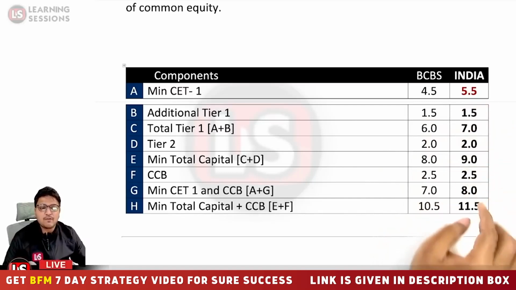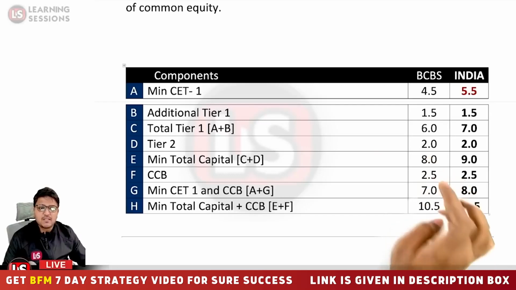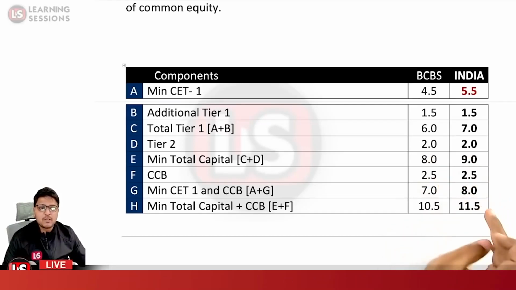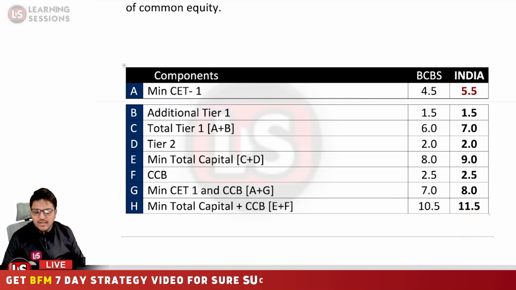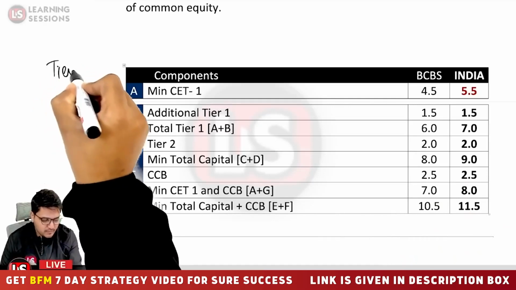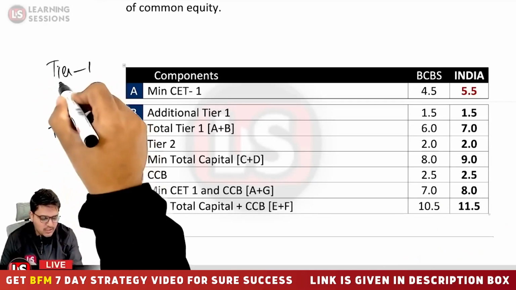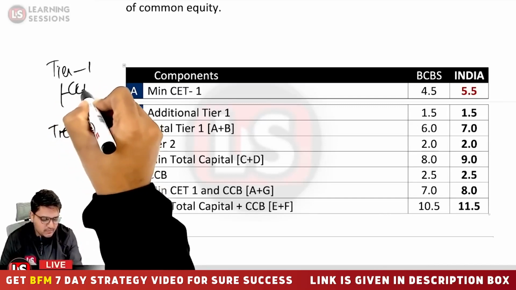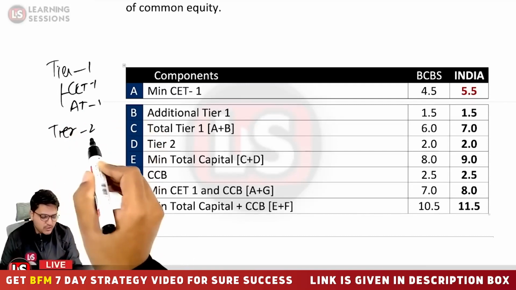And in India, it is 5.5 plus 2.5, that is 8%. And the total capital plus CCB will be 8% plus 2.5, that is 10.5, and 9% plus 2.5, that is 11.5%. Okay. So one thing you must understand is that the capital is divided into two parts: tier 1 and tier 2. Tier 1 is further divided into CET1 and AT1, and tier 2 is as such.